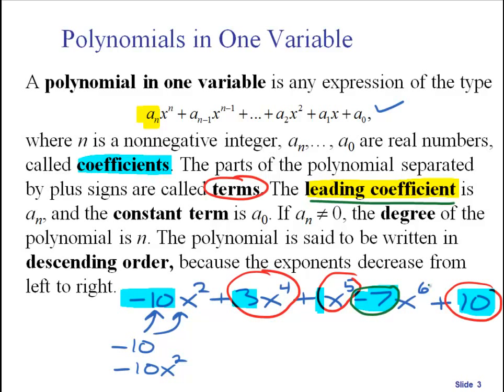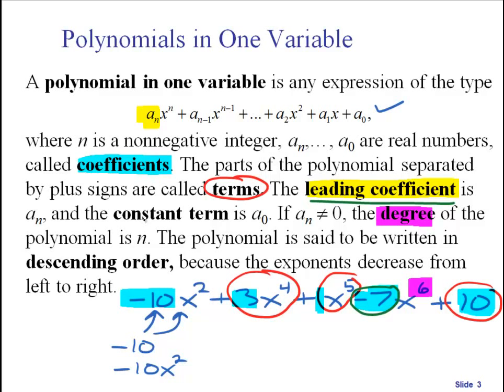Which brings me to my next question. What's the degree? The degree of the polynomial is the highest power. So in this case, our degree is 6. Those two things go together. The leading coefficient and degree go together. The rest is just semantics.